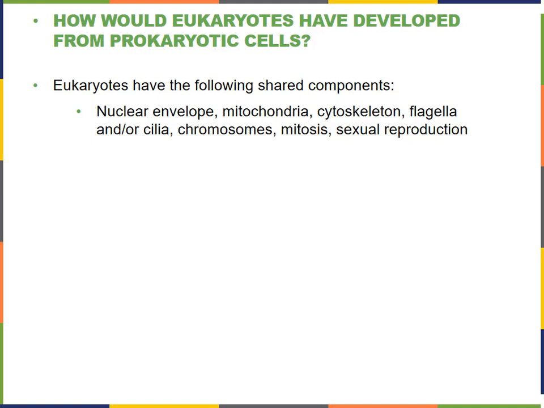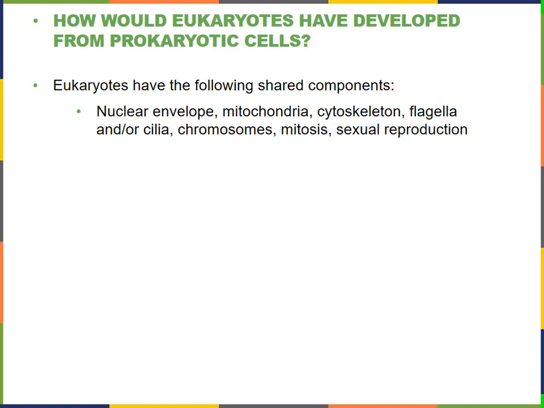Eukaryotic cells divide by mitosis. Prokaryotic cells do not. Again, you'll talk about that more in cell biology. And then sexual reproduction. That is unique to eukaryotic cells. There is some transfer of genetic material that you'll find in prokaryotic cells, but it is not like the sexual reproduction you find in eukaryotic cells.